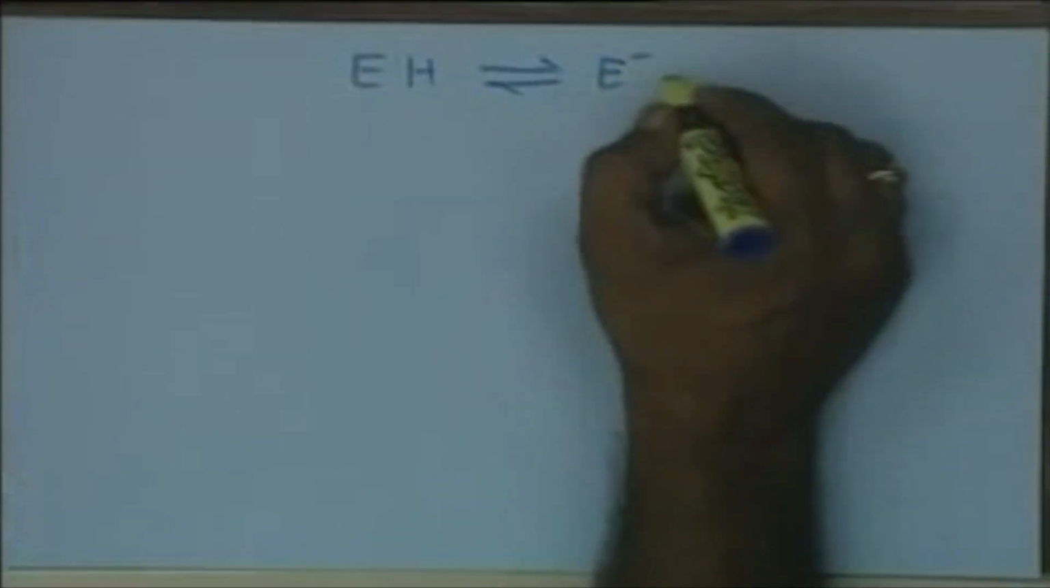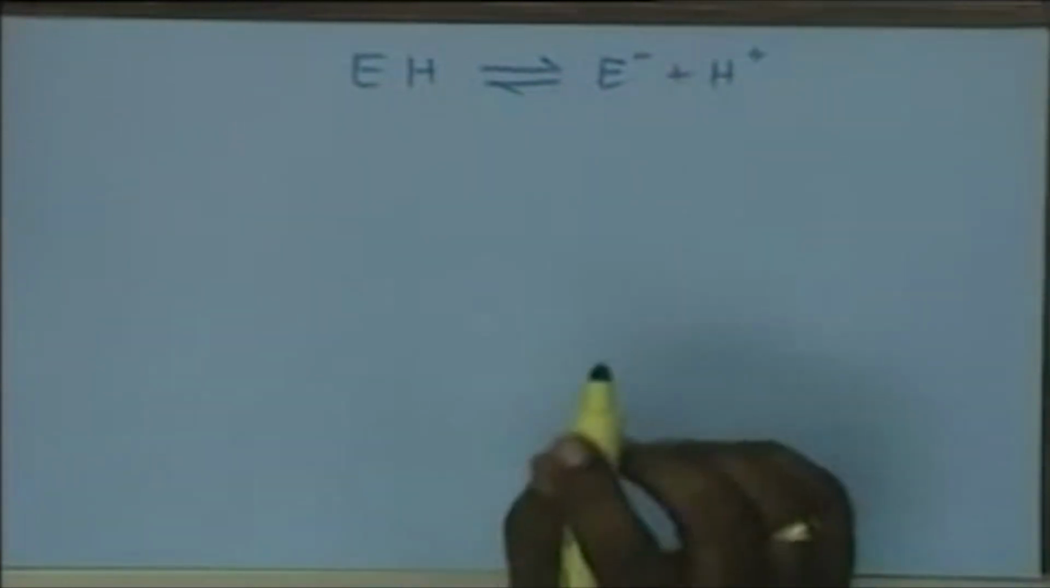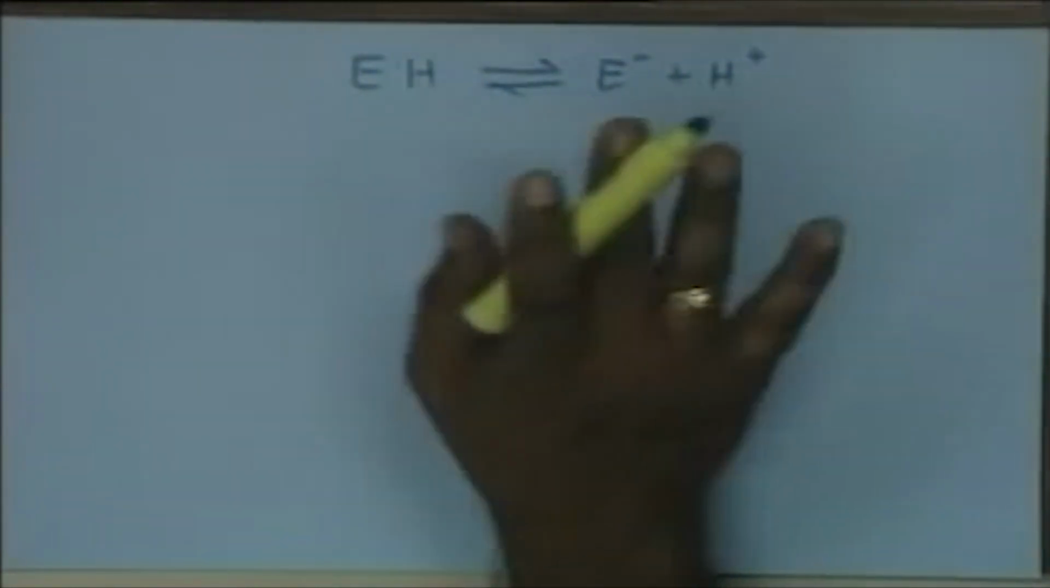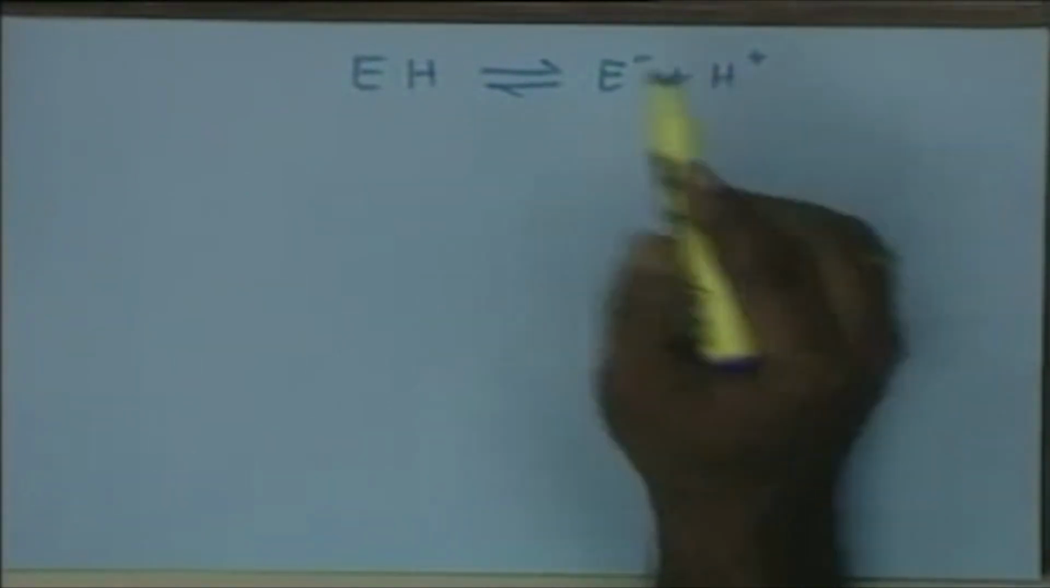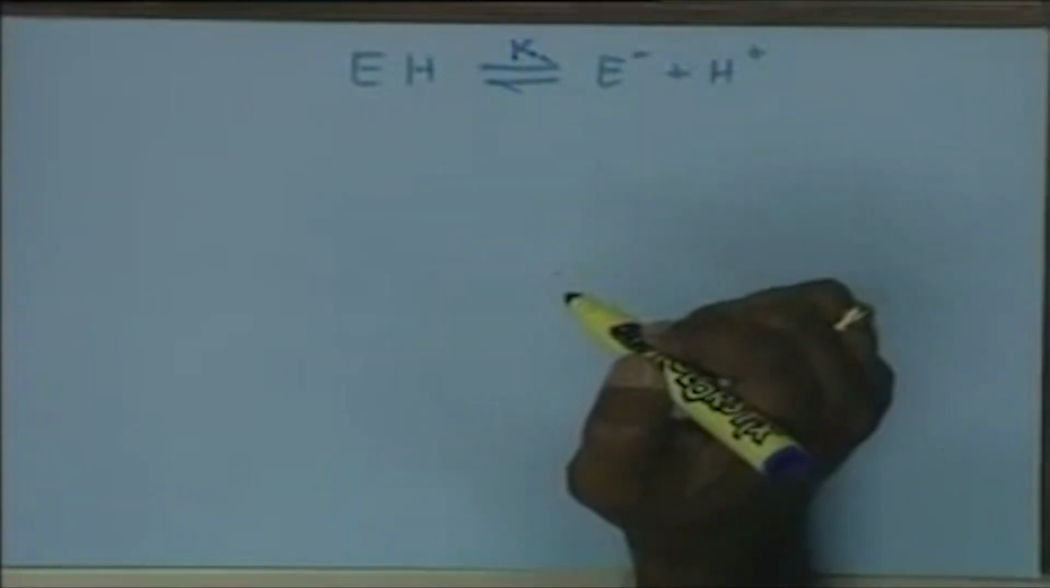Now, let us take the simplest case of the effect of pH. The simplest case, as you will agree, is the one where, like in the first case, we assume that the enzyme possesses only one ionizable amino acid residue, and the ionization of the residue can be considered as EH going to E minus plus H plus. That is, the neutral, protonated enzyme can dissociate into the negatively charged enzyme and protons, with an ionization constant of K.